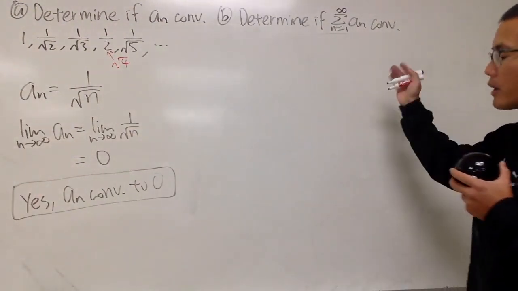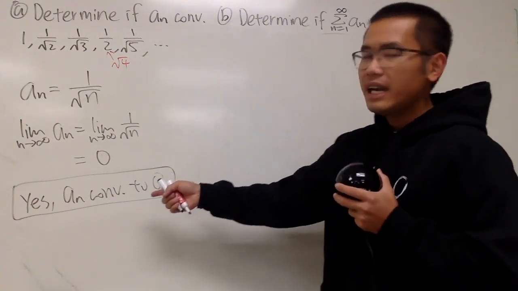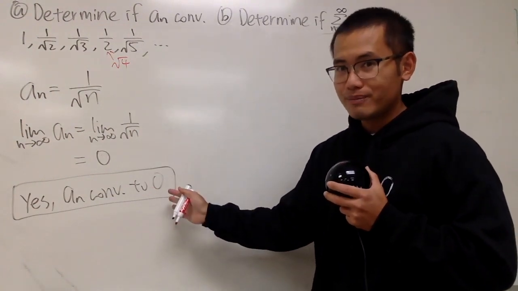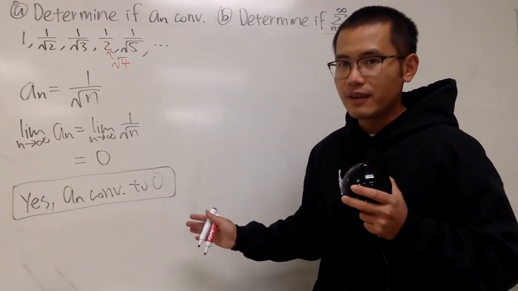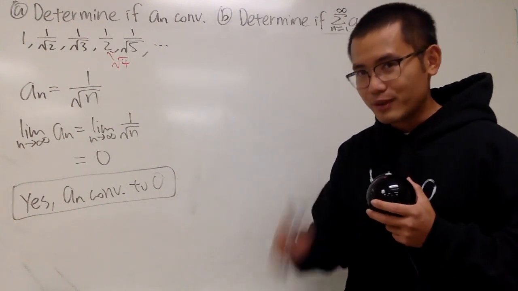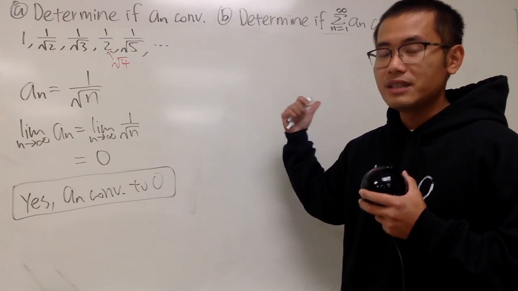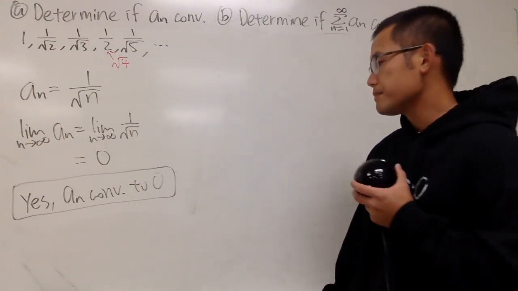Now, for part 2, unfortunately, we have to do a little bit more work because an converges to 0, right? So we cannot use the test for divergence. And when this is 0, we cannot say anything about the series unless we investigate more.